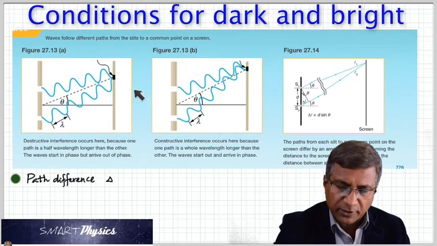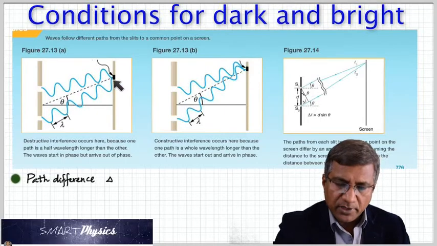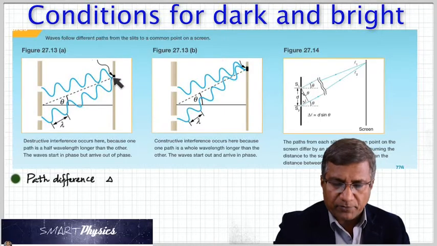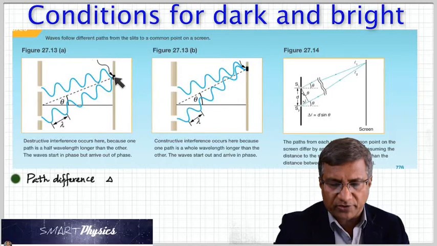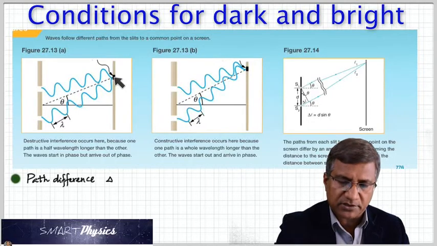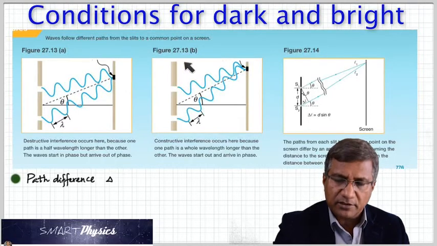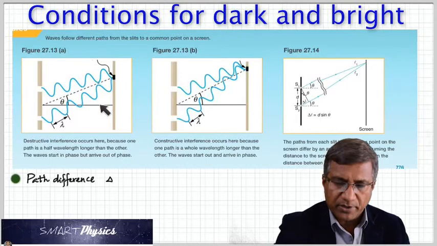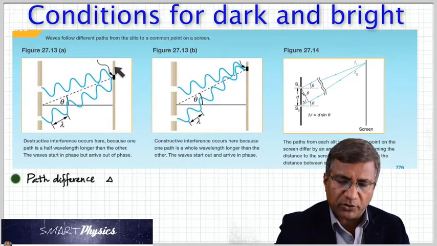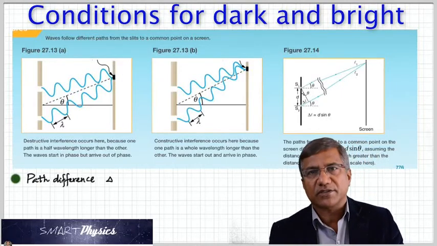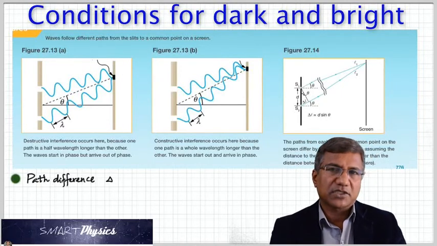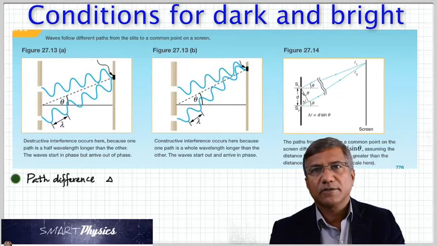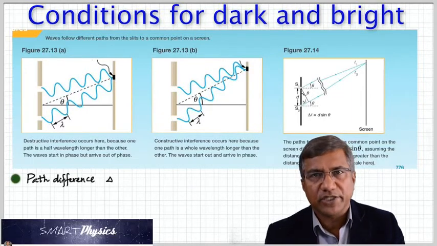But before we get there, if the crest from one reaches the trough of another, you're going to get destructive interference. On the other hand, here you have both the crests coming together, you get constructive interference. So depending on what point you're looking at on the screen, you're going to either have constructive or destructive interference, because as the path difference changes, you will have constructive or destructive.